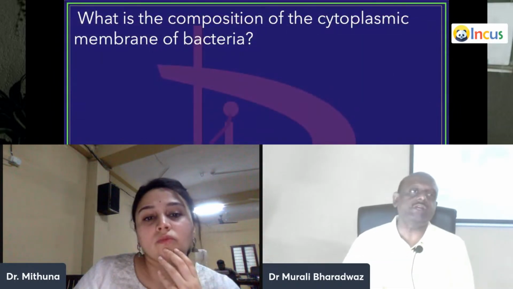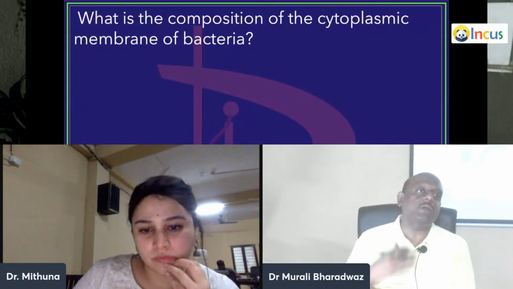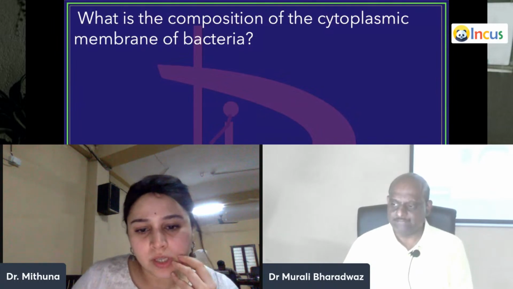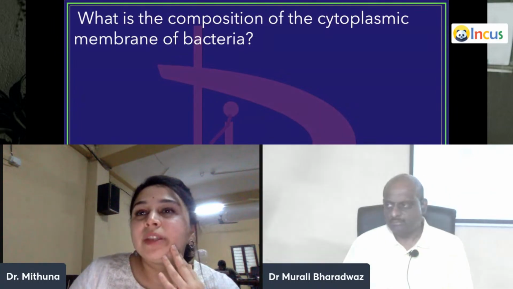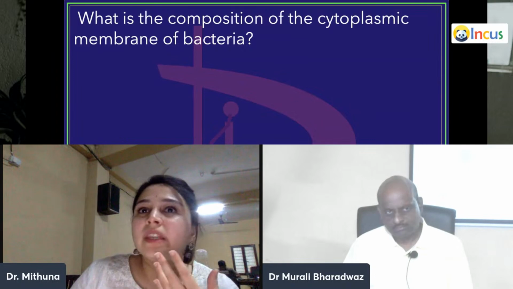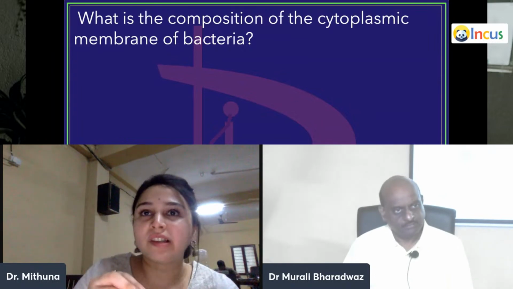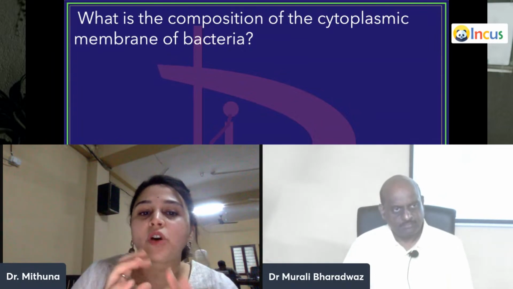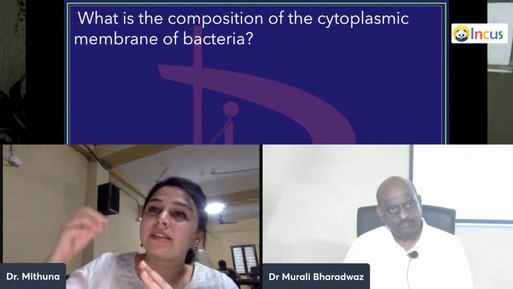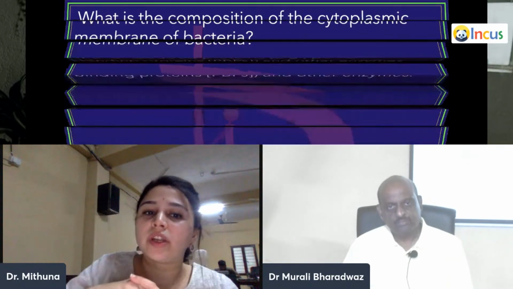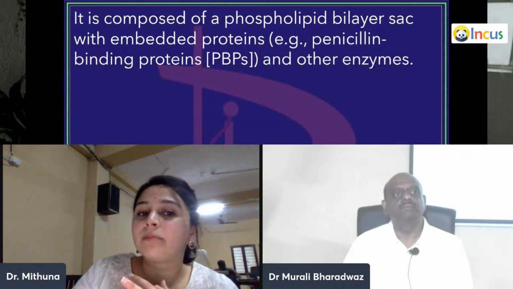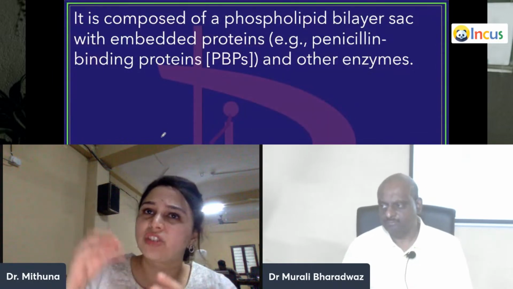What is the composition of the cytoplasmic membrane of the bacteria? So the cytoplasmic membrane is nothing but the plasma membrane which we are talking about. So that's the innermost layer. It is composed of a phospholipid bilayer, which has proteins embedded into it, for example, penicillin binding proteins and any other enzymes which are embedded into it.